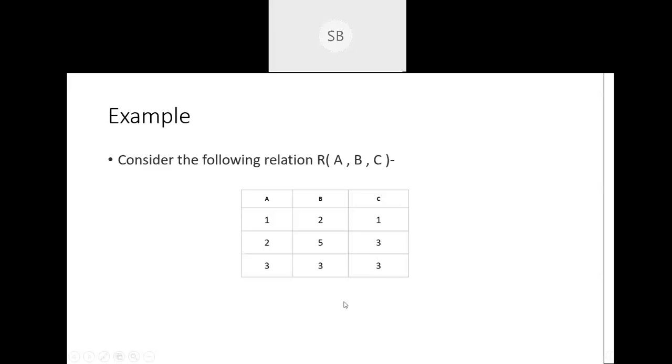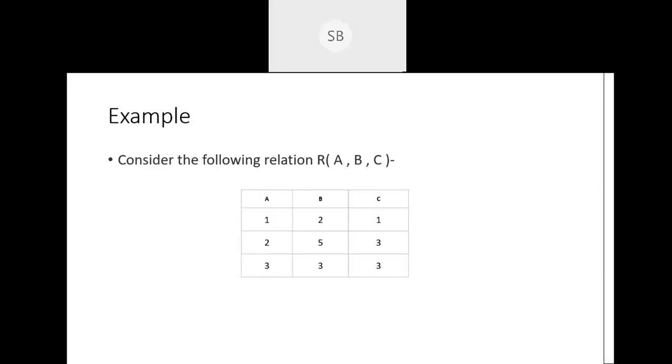Okay. Now let us see an example. Suppose this is our table. We have a relation where the attributes are A, B, C. You can see the values in the tuples, like 1, 2, 1, 2, 5, 3, 3, 3, 3. So just check the values.